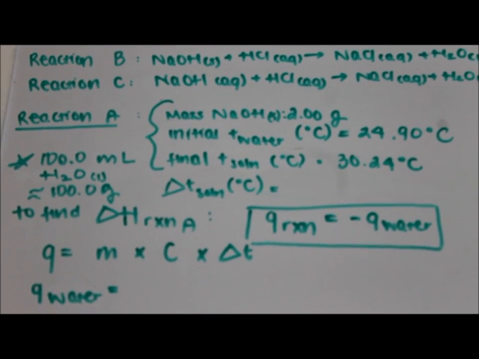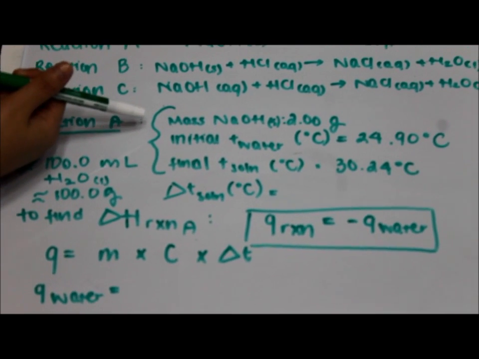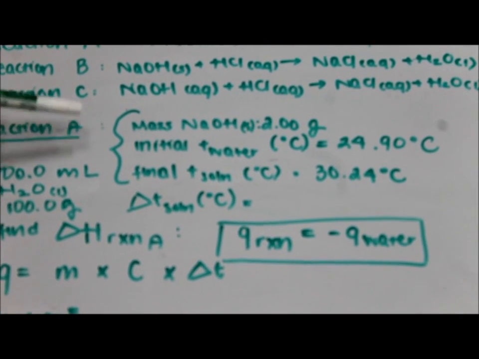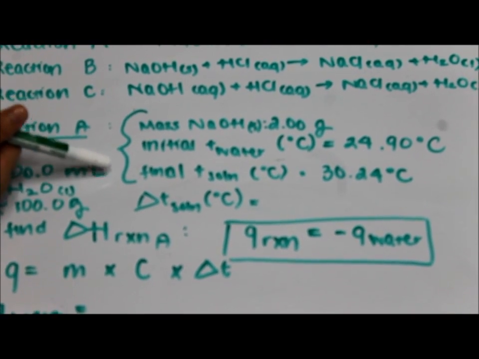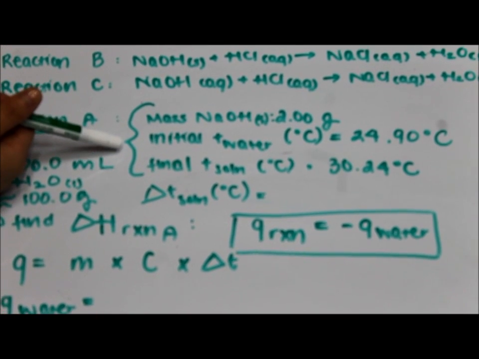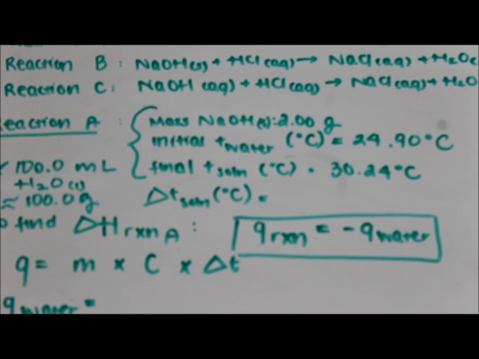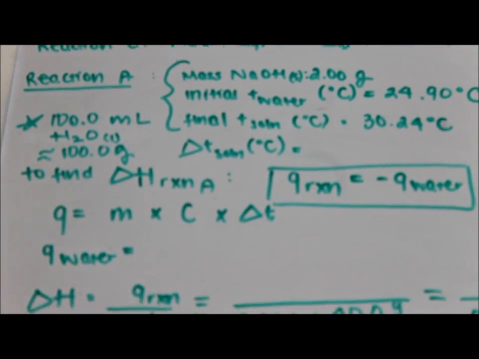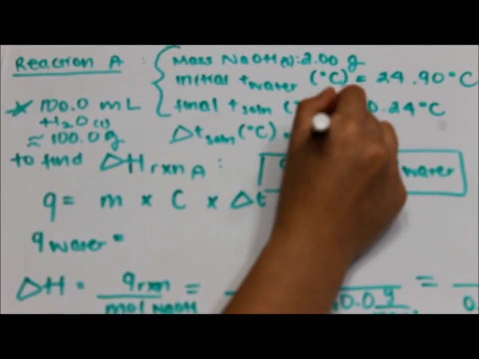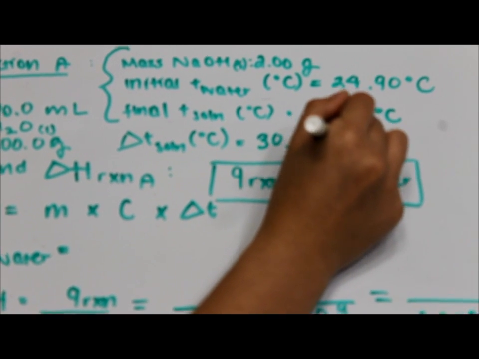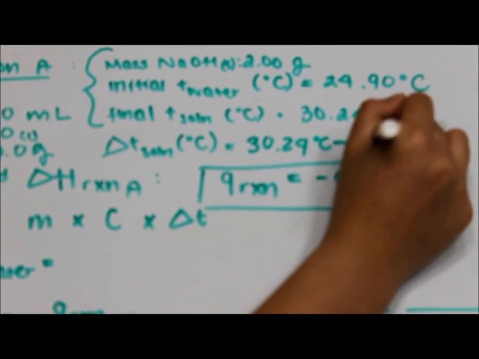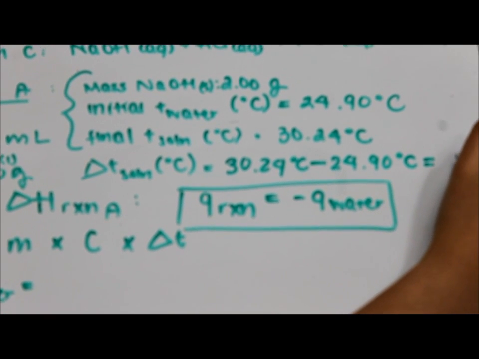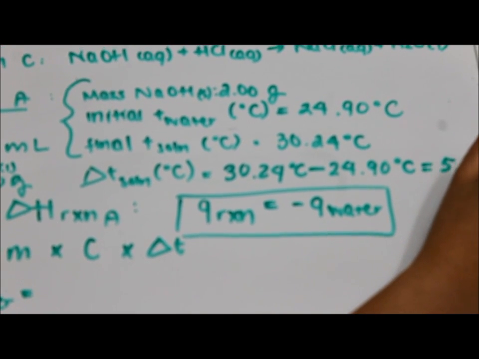The data we have says that the mass of solid sodium hydroxide that we have is 2 grams. These are the initial and final temperatures of the water and the solution. So first we're going to calculate the change in temperature, and we're going to do that by doing the final temperature minus the initial temperature. This gives us 5.34 degrees Celsius.